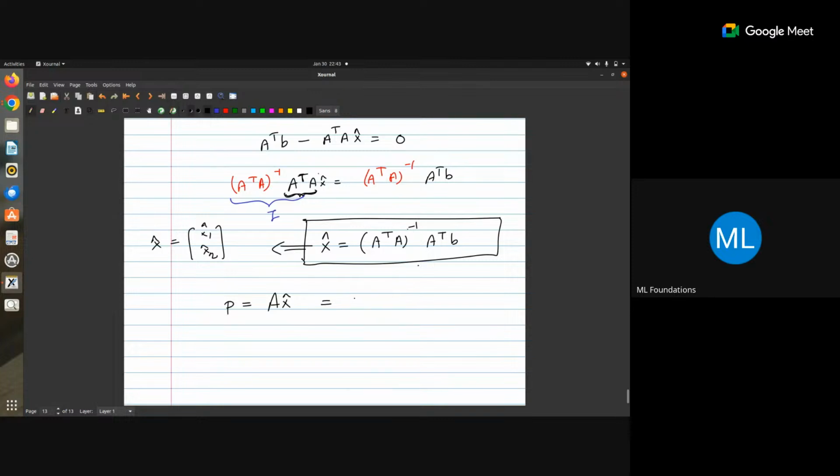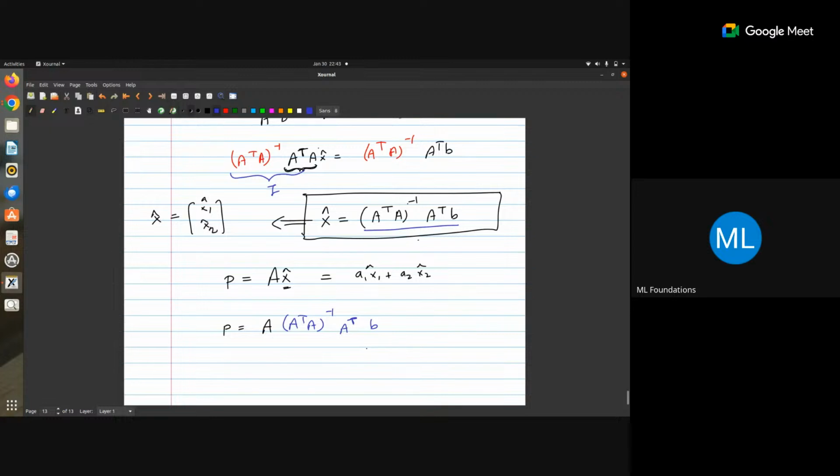What is A X hat here? It is A1 X1 plus A2 X2, hat in that sense. But then what will be P? A times X hat. What is X hat? This portion: inverse of A transpose A times A transpose P. I hope this is fine, and that is your solution actually.